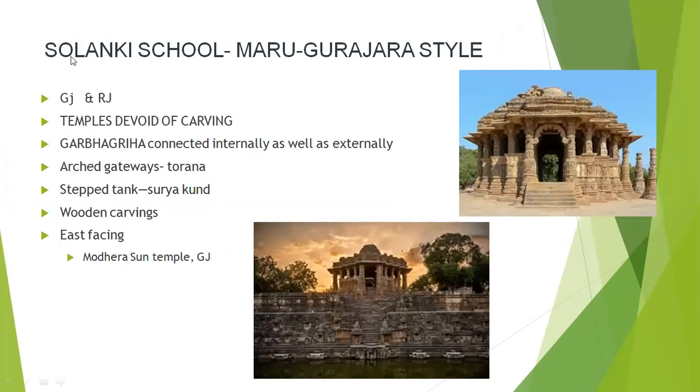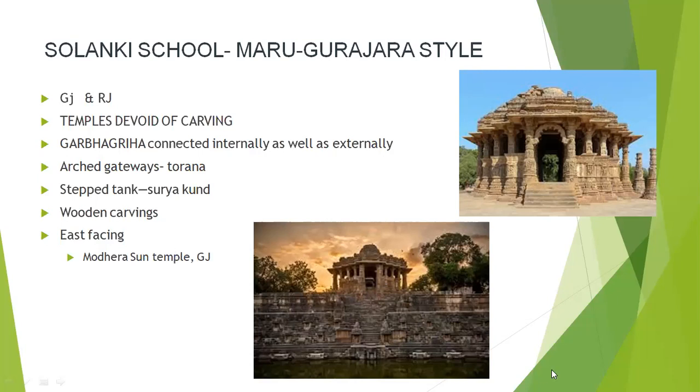The next school under the Nagara style is the Solanki school or the Maru Gujarat school, which is prevalent in Gujarat and Rajasthan. Some temples do not have carvings. So you can see here the Modhera temple has carving, but generally the temples are not heavily carved. The Garbhagriha is connected internally as well as externally. There is a stepped tank, that is the Suraj Kund. This is the Suraj Kund.